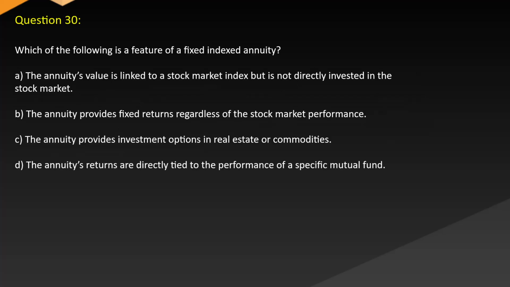Question 30. Which of the following is a feature of a fixed indexed annuity? A. The annuity's value is linked to a stock market index but is not directly invested in the stock market. B. The annuity provides fixed returns regardless of the stock market performance. C. The annuity provides investment options in real estate or commodities. D. The annuity's returns are directly tied to the performance of a specific mutual fund.